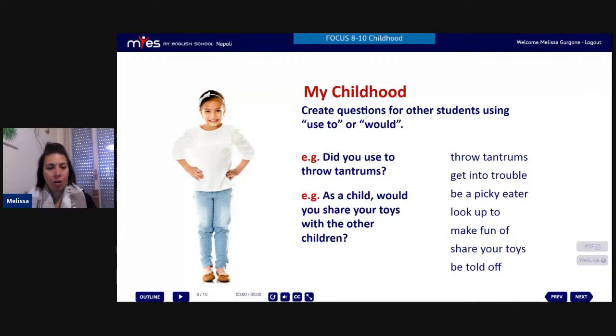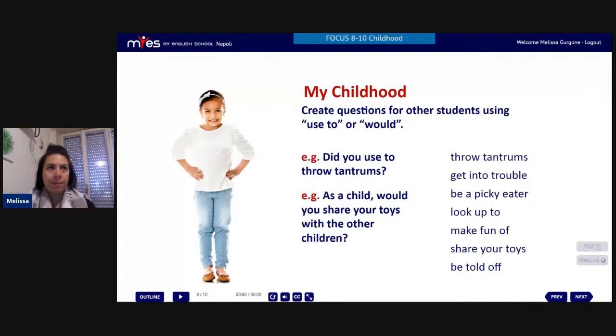To be told off. Okay. So here we can also use to get told off. Okay, get is another collocation with this verb, to get told off. So we can say, did you used to get told off? Okay, or if you want to use be, it would be, were you often told off?